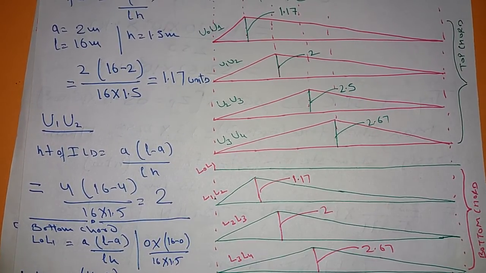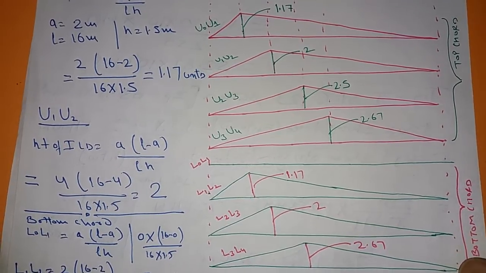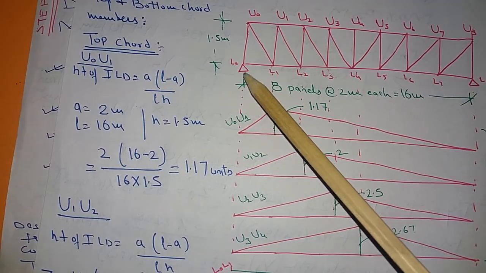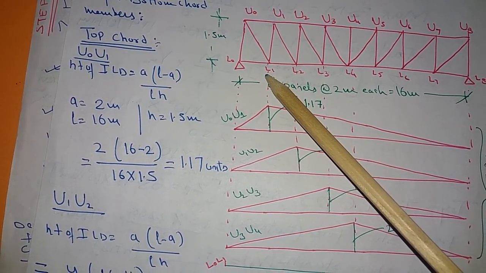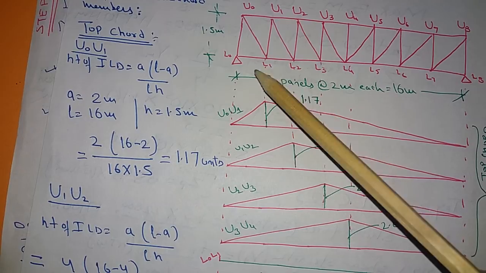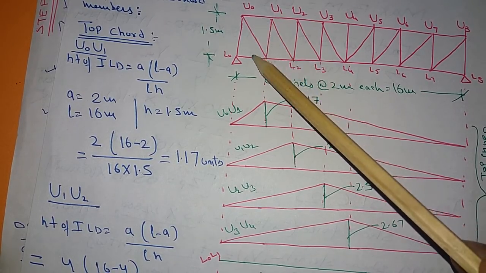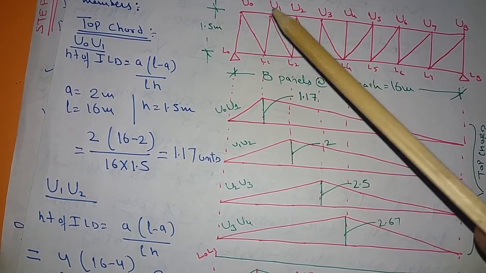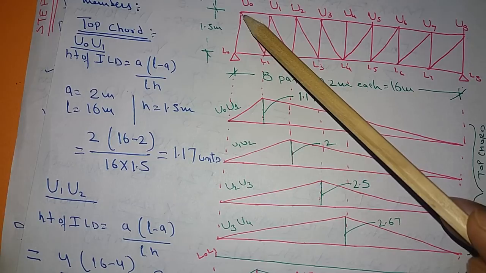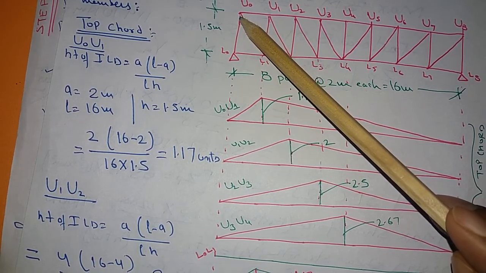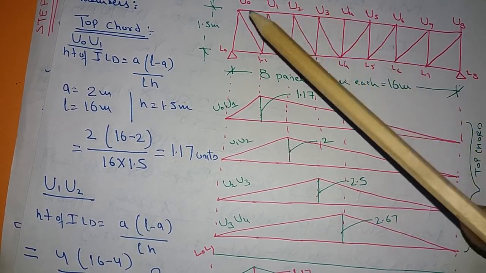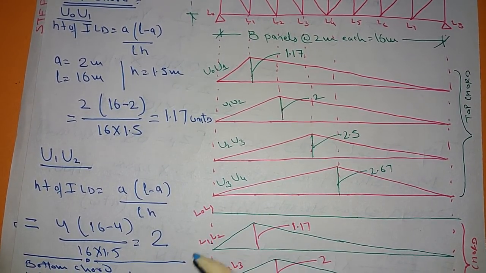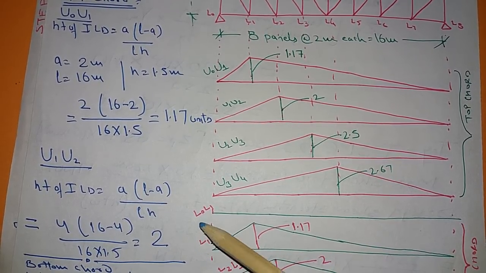Now go for bottom chord. When I say bottom chord, the only difference is when you go for bottom chord, let's say L0, L1, then again for A, you have to see your opposite one. Opposite one is U0, U1. In this case, when you are talking about bottom chord, you have to go for the left side of the joint. Left side joint is U0. So A is 0, no distance. So it means if A is 0, the ILD is also 0 for L0, L1.